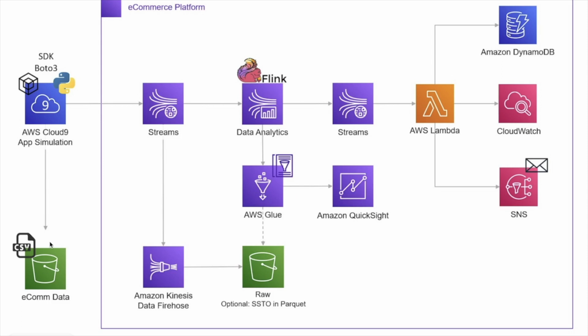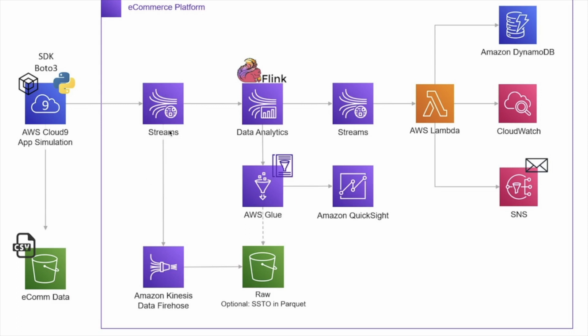First, we have some kind of e-commerce data stored in our local system. We will use Python and a library called Boto3, which is used to interact with AWS services. We will use that to upload this data onto a Kinesis Stream. Kinesis Stream is a service provided by Amazon so that you can easily process your real-time data.